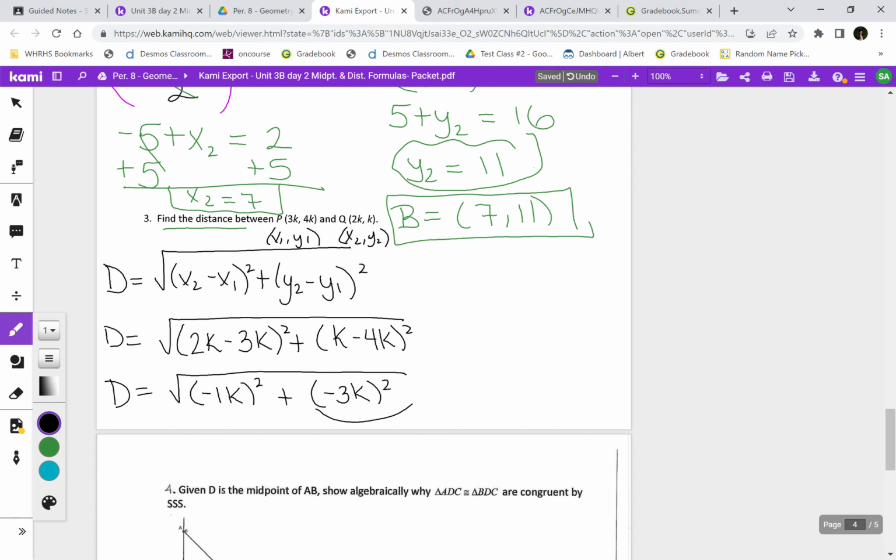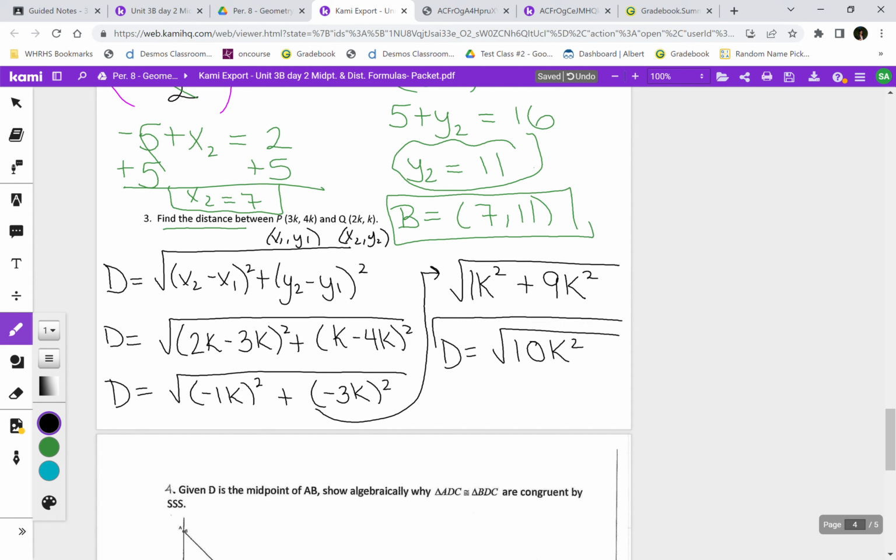We keep simplifying. What's negative 1k squared? Isn't that just k squared? What's negative 3k squared? 9k squared, right? 9k squared. What's 1k squared plus 9k squared? 10k squared. I'll let you leave it like that for now. So don't get scared by the formulas. Don't get scared by the variables. You go about it the same exact way.